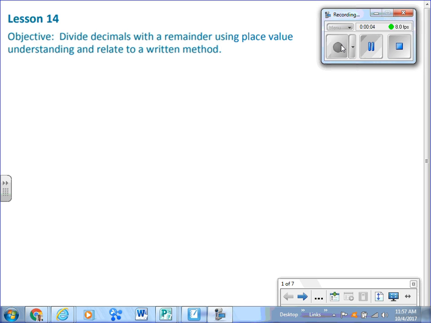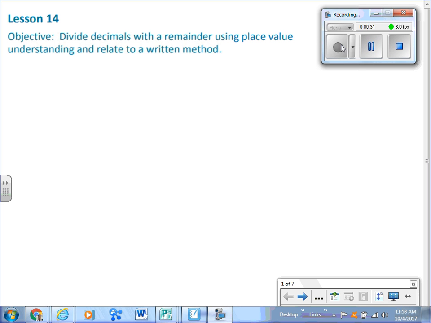Going to be working today on lesson number 14, dividing decimals with a remainder using place value understanding, and then relating it to a written model. The first couple that we're going to do, I'm going to be honest with you, take a little bit more time, but then we're going to show you another easier way that we can also do it, and you're going to choose which one works best for you.